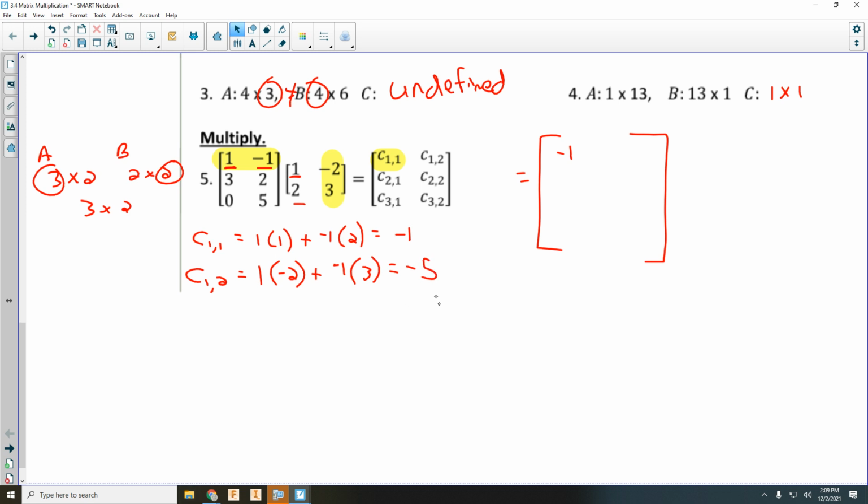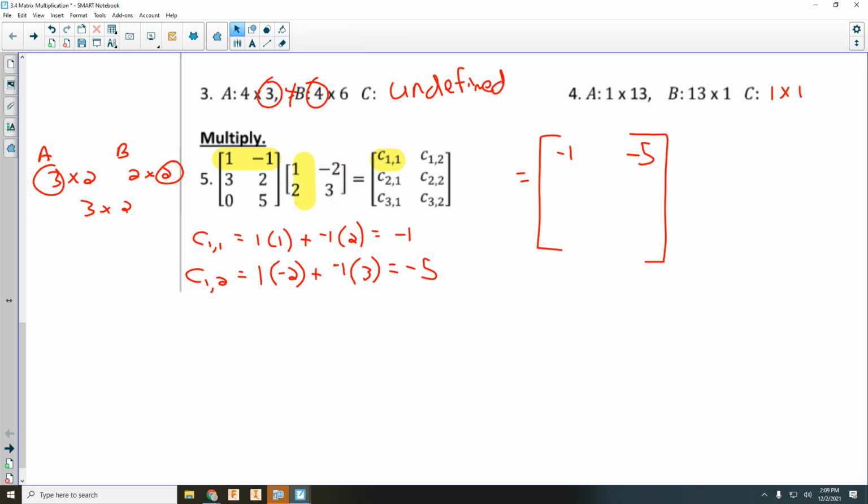I put this down now. Well, it takes a time or two. So you're using 1 and negative, that doesn't make sense, why'd you do that? Because that's what C12 is. Okay, what do you gotta do? Oh, column 1 times row 2. I got it.